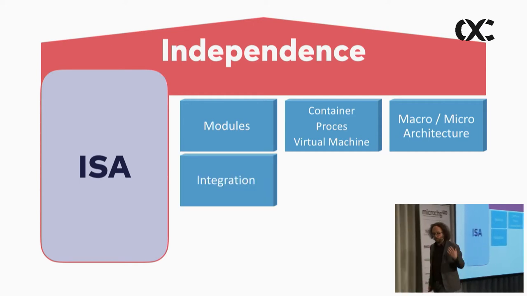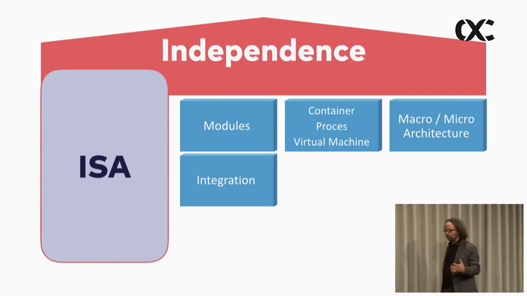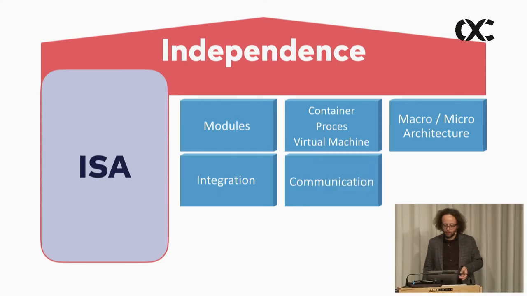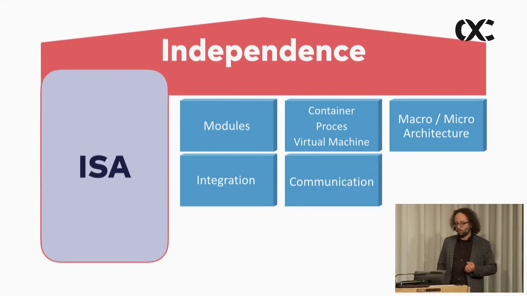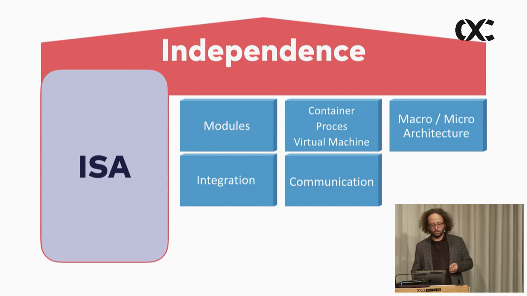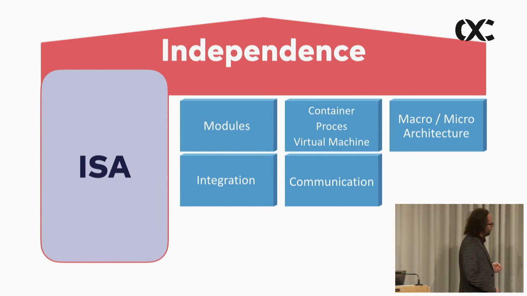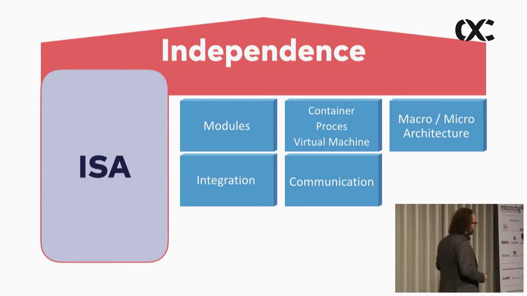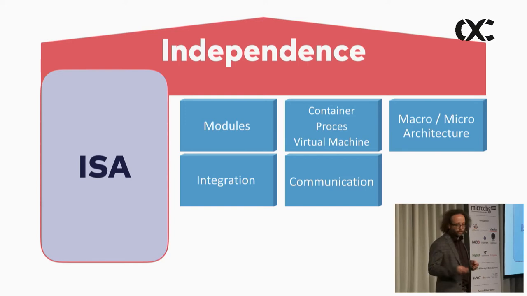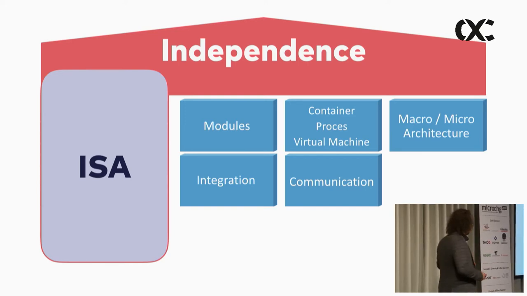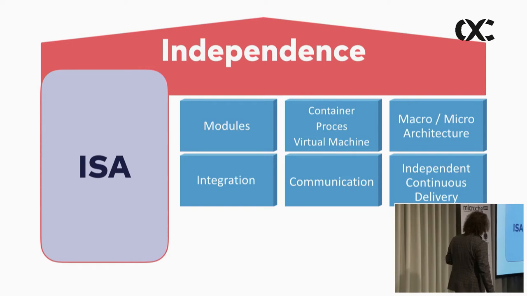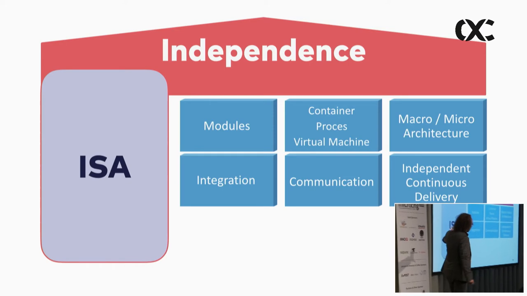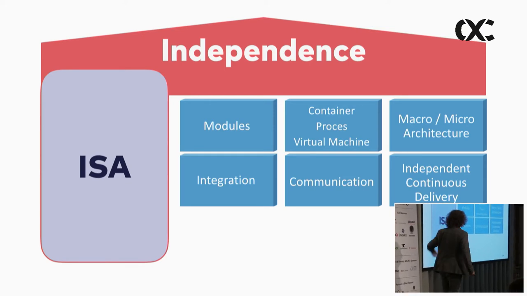The next one is you obviously want to work with a limited set of integration options, such as RESTful HTTP, messaging, and stuff like that. Then also communication, I want to establish a few standards. Now, those last three things, macro and micro architecture, communication and integration, are very important drivers for a hybrid cloud scenario, obviously. Then you want independent continuous delivery pipelines. It's part of the ISA thing, but not so central to the hybrid cloud scenario.